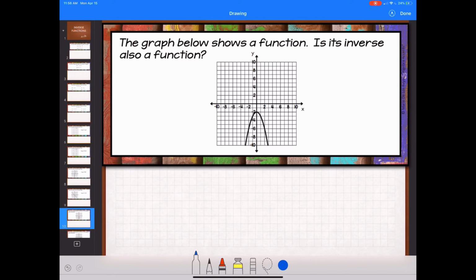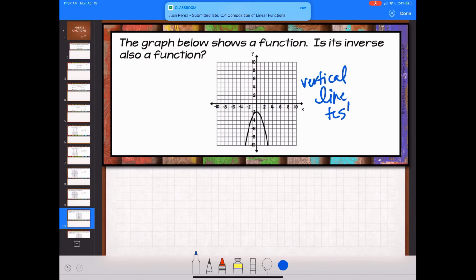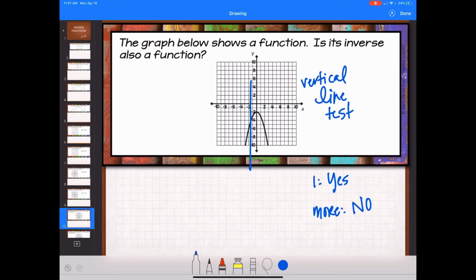All right, the graph below shows a function. Is its inverse also a function? Well, there's a very specific way you can determine this. When we were determining functions, on the original function, we would tell if it was a function by using the vertical line test. The vertical line test is where if you made a vertical line, if the graph touched the vertical line just one time, then it was a function. If it touched more than once, then no, it was not a function.